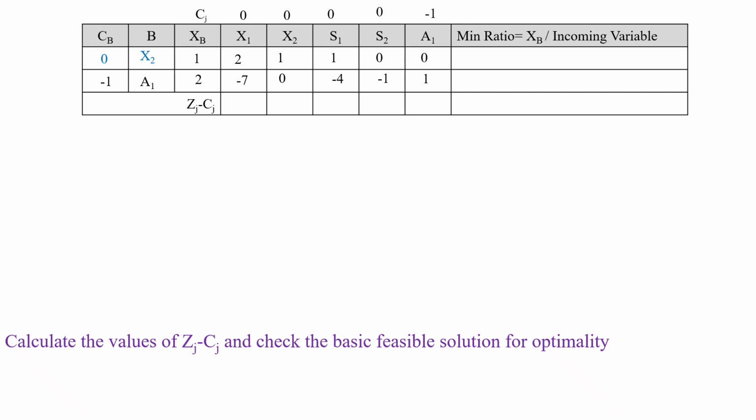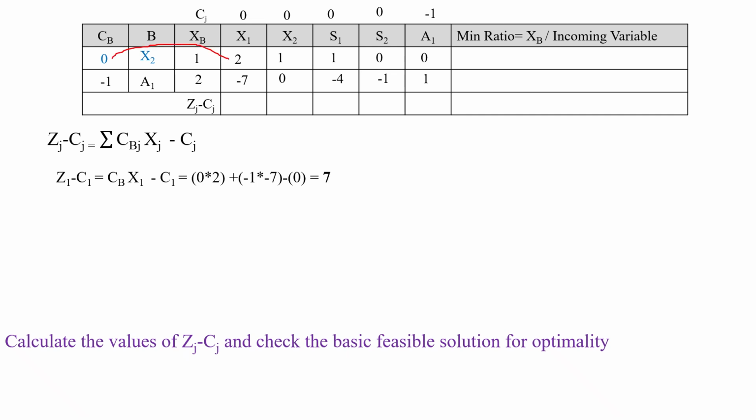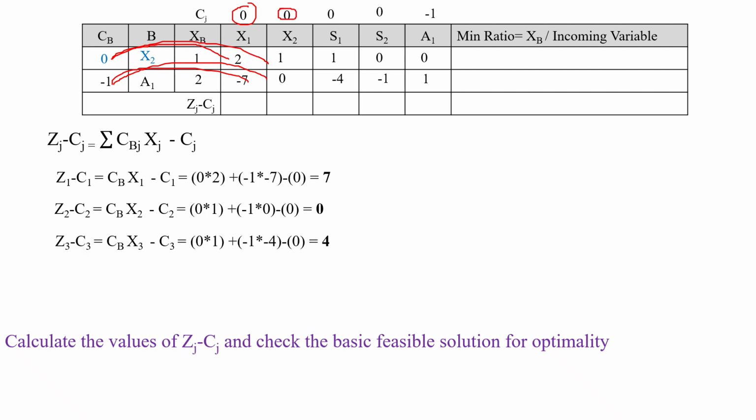Next, once again I have to calculate the Zj minus Cj values and check the basic feasible solution for optimality. First, Z1 minus C1 is 0 into 2 plus minus 1 into minus 7, minus 0. It is 7. Next, Z2 minus C2 is 0 into 1 plus minus 1 into 0, minus 0. Its value is 0.